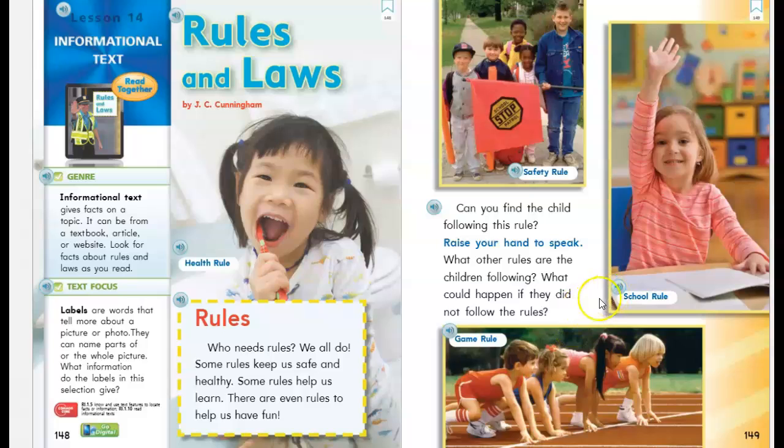What about a school rule? If you didn't follow Mrs. Collier's rules, what do you think might happen? Well, if you weren't following the rules, you probably wouldn't get to do many fun things in class. And also a game rule. Think back on our story, The Big Race. What happened when the runners did not follow the rules of the race? Well, they all lost.